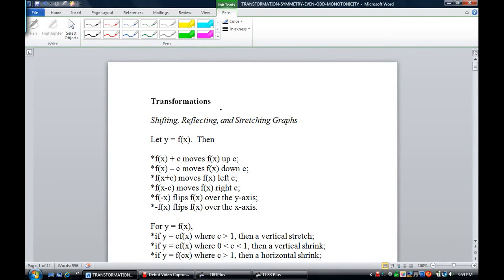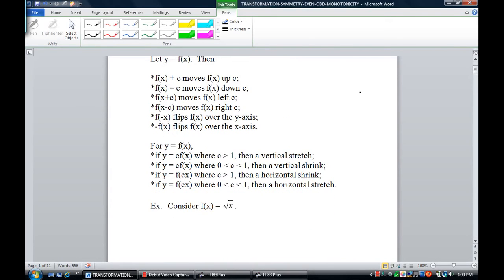Transformations. What transformations are shifting, reflecting, and stretching graphs. What I'm going to do is just briefly go over what this may look like and then give you some examples to better explain it. So what we want to do first is look at some notation that you're probably not going to like too much.